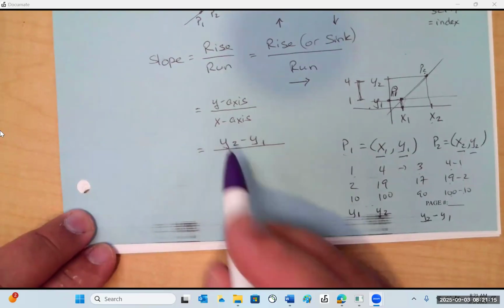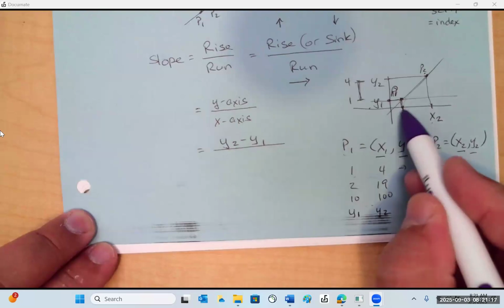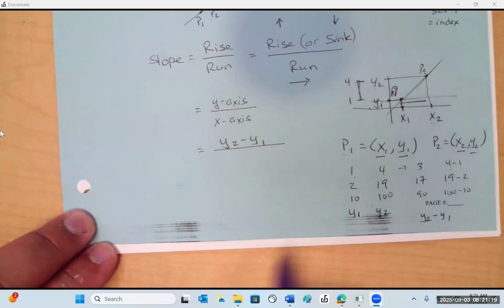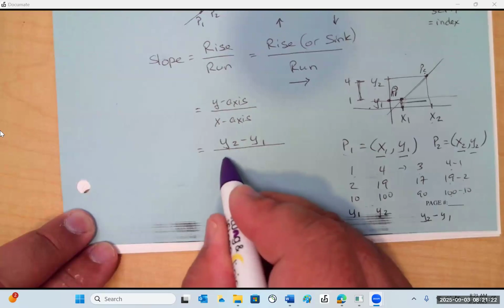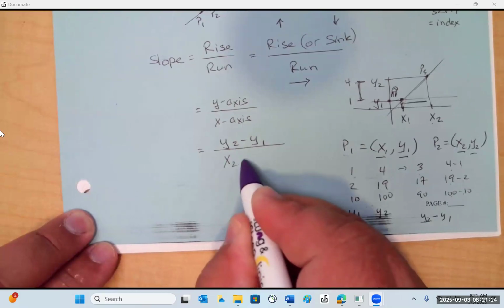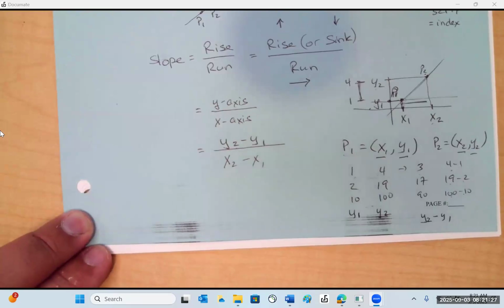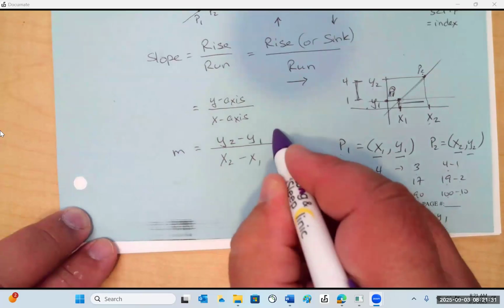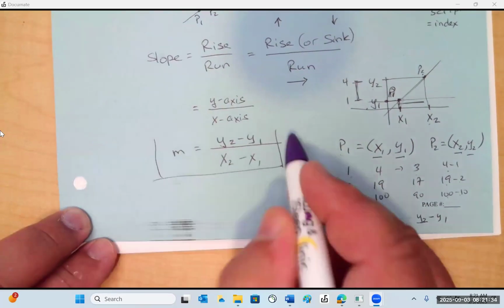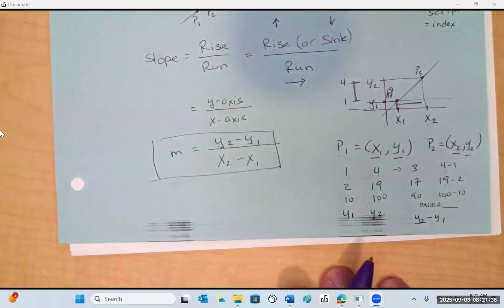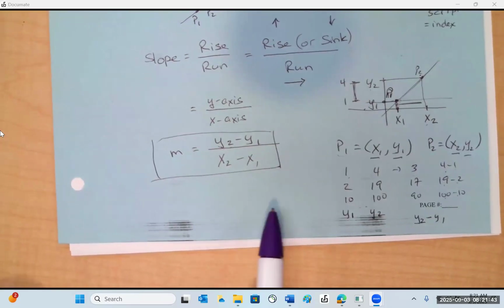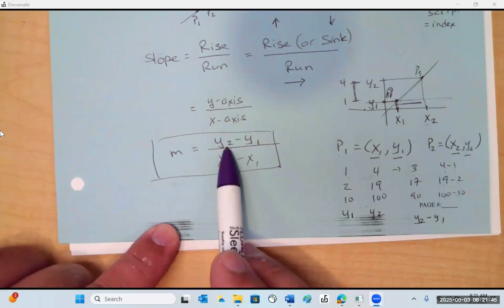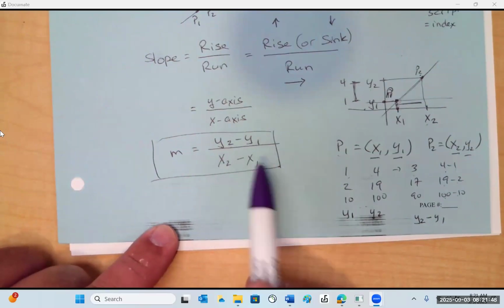On the bottom, what would the run be? What's the difference between these two? Very good. And instead of writing the word slope, we use the letter m. This is your formula for the slope. There's your slope formula. You have to understand what these are talking about. What is y2? What is y1? What is x2? What is x1?